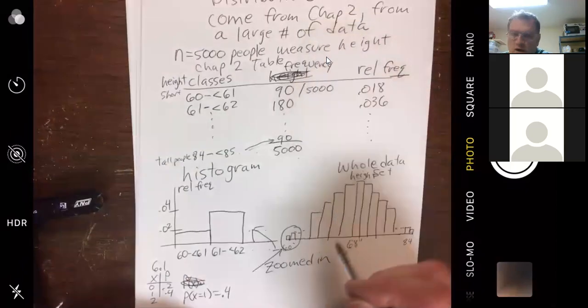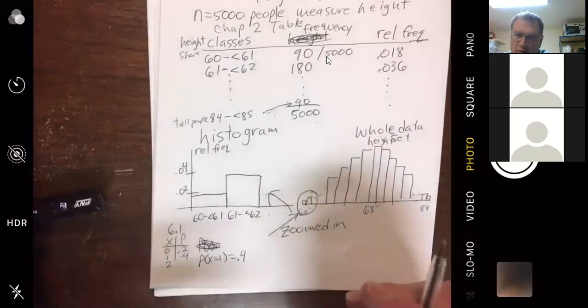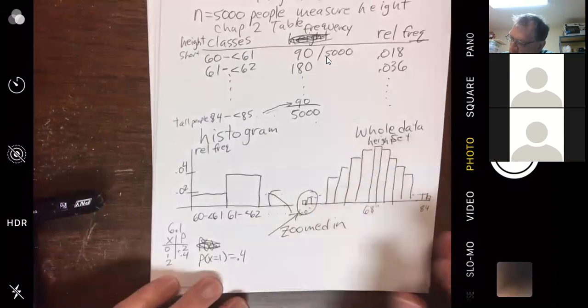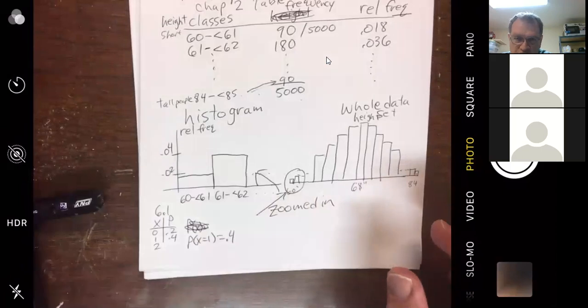This is the intro to it, and then we're going to show you how to work the beginnings of the problems of this section. There are 4 types of problems in this section, and we're going to do just the first type tonight. Okay.